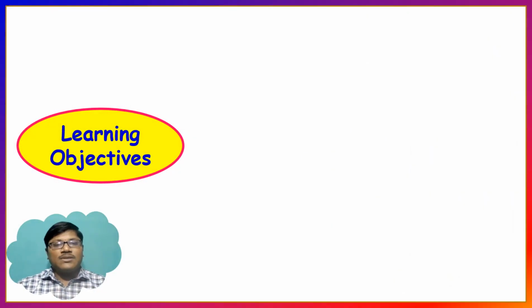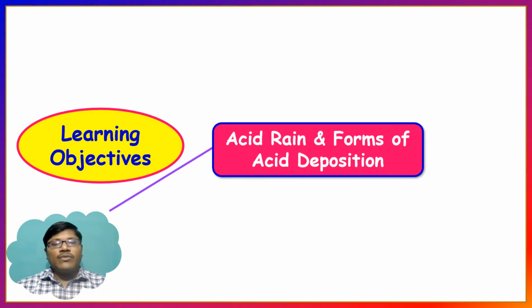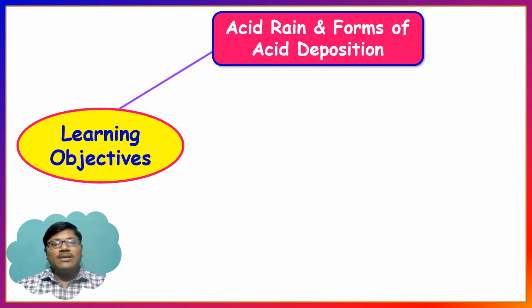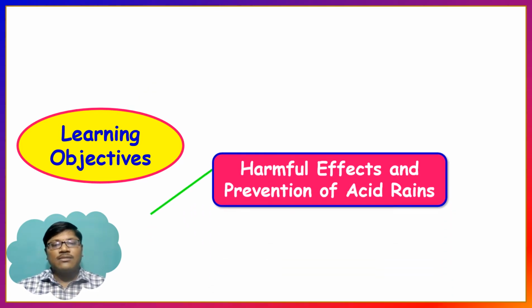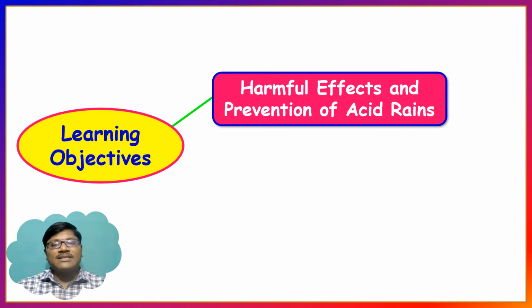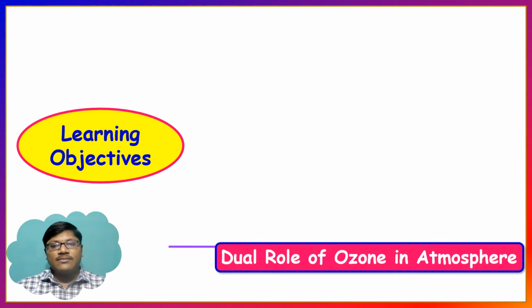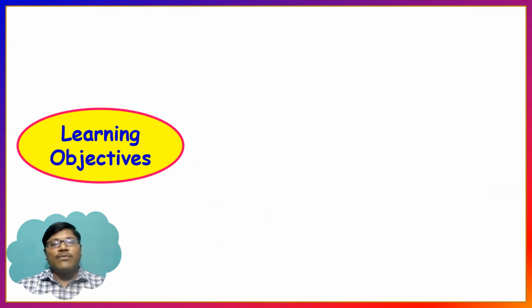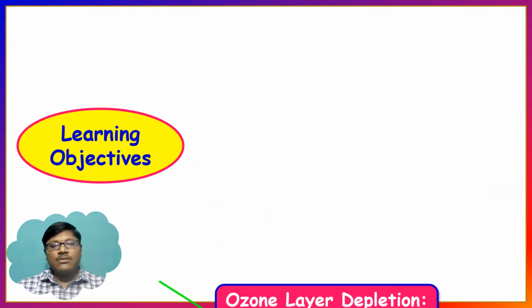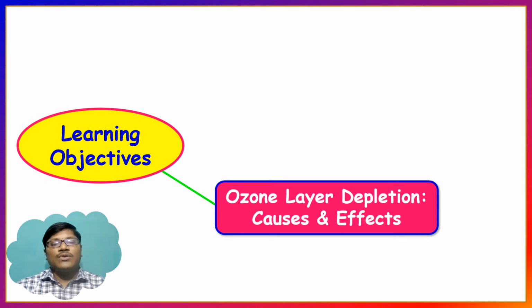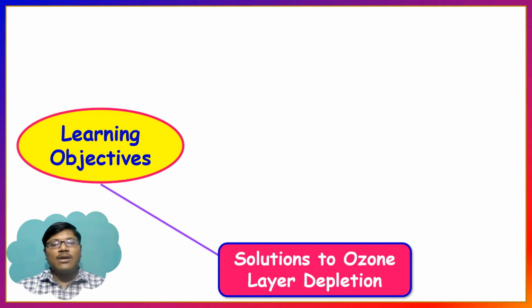Learning objectives. In this lecture, we are going to discuss the following subtopics: acid rain and different forms of acid rains, harmful effects of acid rain and prevention methods of acid rains, dual role of ozone, depletion of ozone layer, causes and effects, solution to ozone layer depletion.